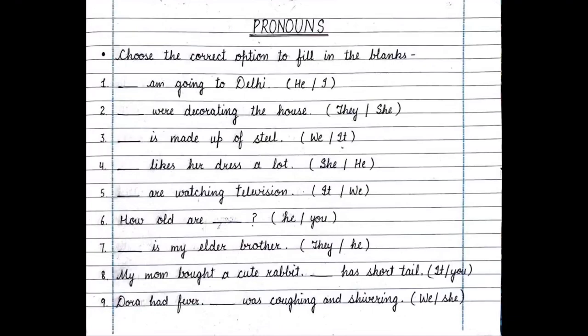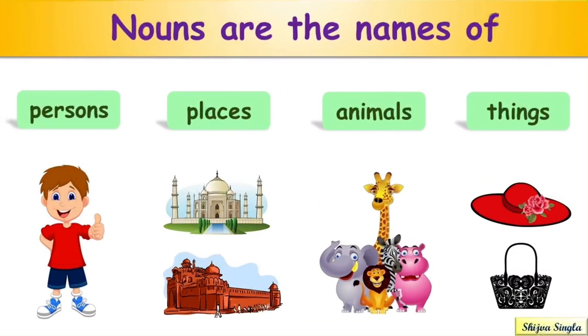Fine. Now, next worksheet is related to nouns or naming words and verbs or action words. A noun is a word that is used to identify any person, place, animal or thing. They are also known as naming words. You just have to keep one thing in mind while identifying nouns: whenever you read a word and a person, place, animal or thing is reflected in your mind, that is a noun.